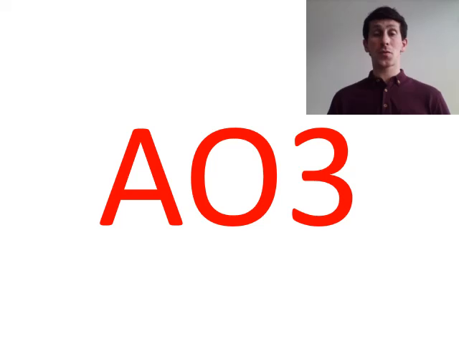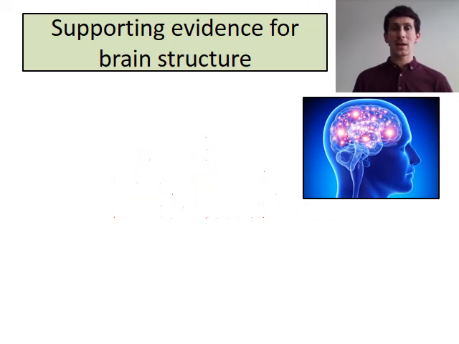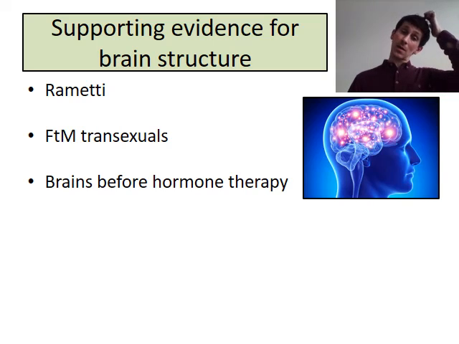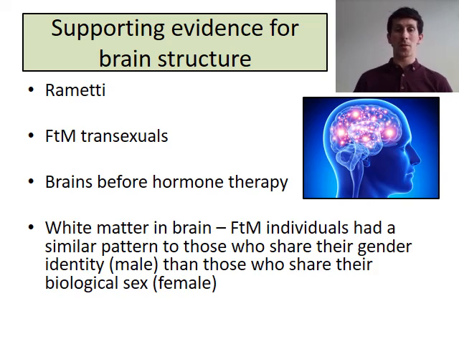Right, we're now going to look at the AO3 for the biological explanation. There is supporting evidence for the brain structure causing gender identity disorder, and Rametti conducted a study on female to male transsexuals, and he looked at their brains and scanned their brains before they underwent hormone therapy. And what he found was the white matter in the brain of female to male transsexuals was more similar to their desired gender. So their brains and the white matter in their brain was more similar to that of a male than a female. Even though they were biologically female, their brains and the structure of their brain was more similar to that of a male.